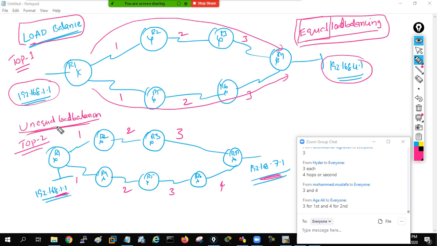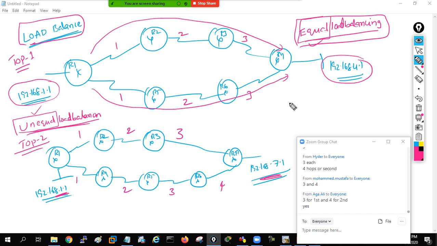Some protocols like EIGRP support unequal load balancing and also support equal load balancing. But RIP always supports only equal load balancing. Hope my explanation is clear to you. Any doubts? Guys, ask me, I will explain to you. Do you understand this? Everyone, guys? No, I think you have a doubt. Can I explain to you again?